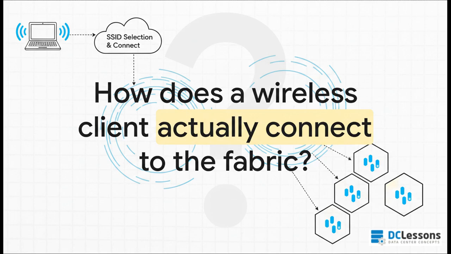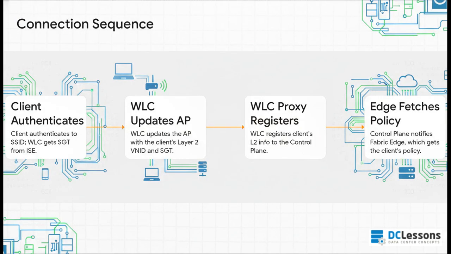Let's break it down. It's a super fast four-step sequence. First, the client authenticates, and the WLC gets what's called a Security Group Tag, or SGT, from your policy engine. Think of it as just a policy label. Second, the WLC shoots that info down to the AP. Third, the WLC registers this client with the main control plane, and finally, the control plane taps the local edge switch on the shoulder and says, "Here's the policy you need to apply for this user."